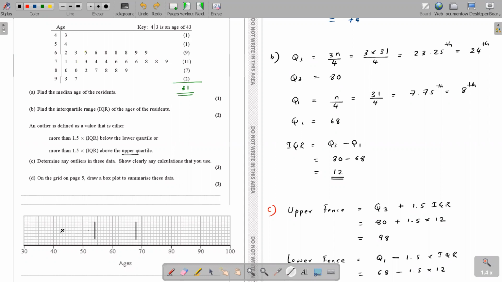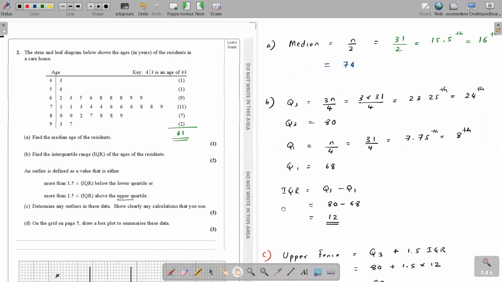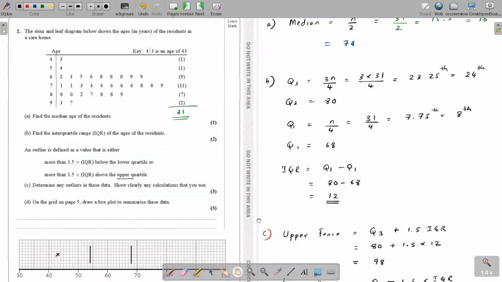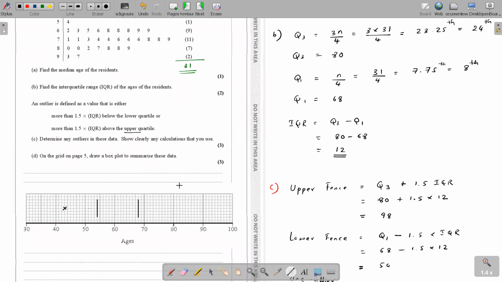68. And then the next one, Q2. Q2, we are talking about how much, children? Median. Q2 is the median. Median is 74, right? 71, 72, 73, 74. And then Q3 is 80.